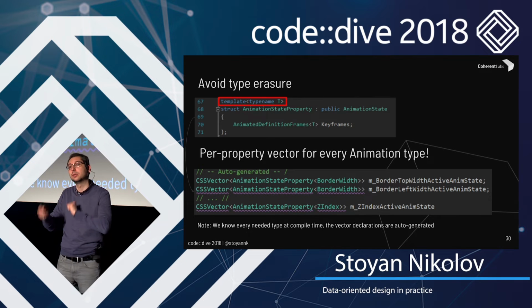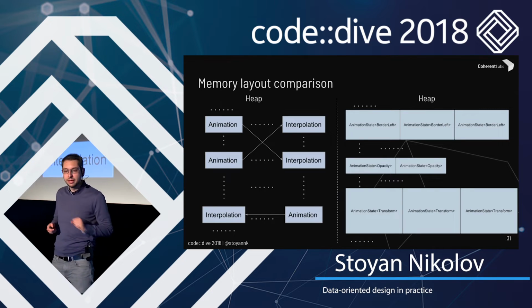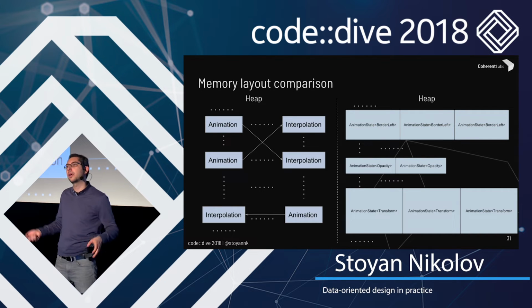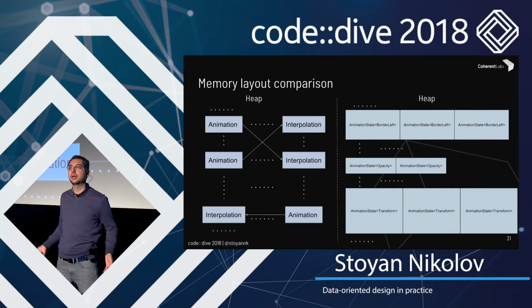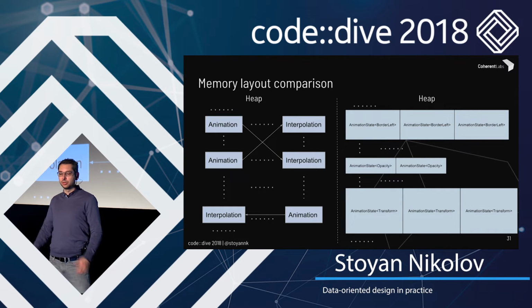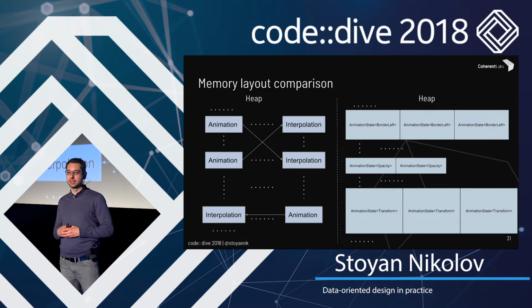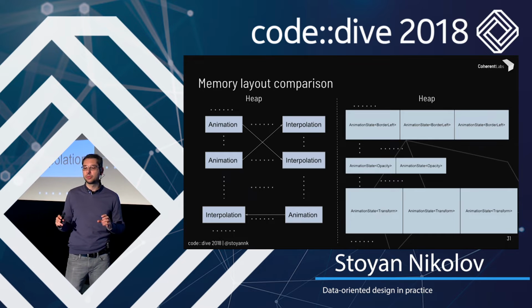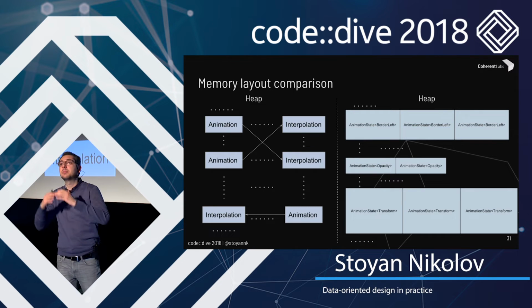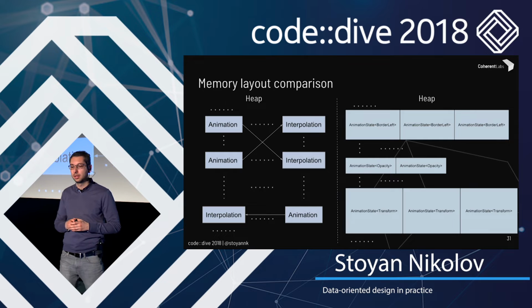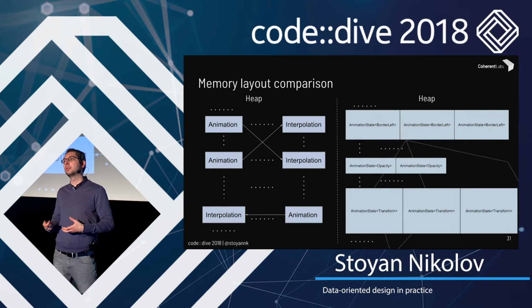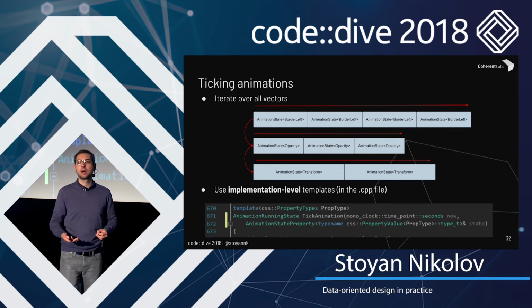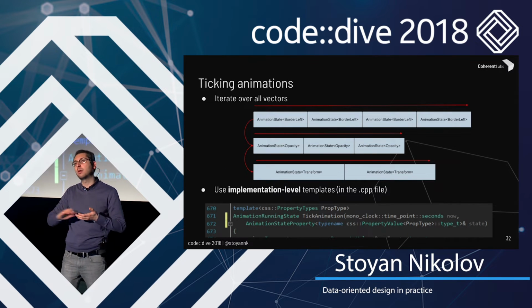How will this look in memory? On the left side, you had the version that we saw in Chrome, which was animations that are scattered around the heap with interpolations that are scattered around the heap, and they have pointers between them. On the right side is the version that I showed you with the data-oriented design. You have those long arrays of homogeneous types of the type that we are trying to animate. Again, they can be somewhere in the heap, but we get an order of magnitude better performance because we get an order of magnitude less cache misses. Because when we iterate over these vectors, we iterate over these long arrays.